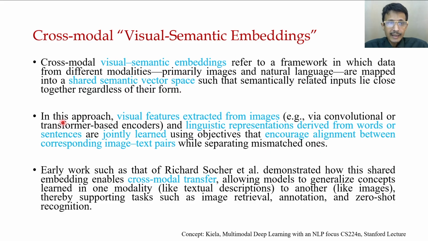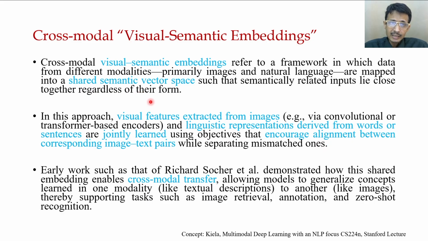In this approach, visual features are extracted from images, using a CNN or transformer encoders, whatever, and some linguistic representations derived from words or sentences are jointly learned. That is very important. They are jointly learned using objectives that encourage alignment between corresponding image-text pairs while separating the mismatched ones.